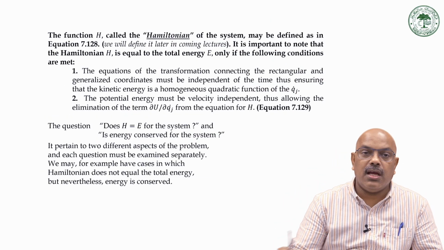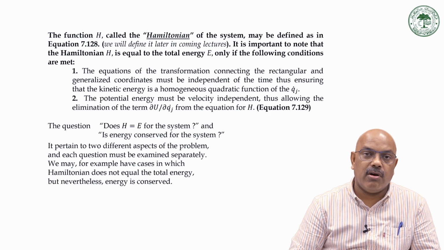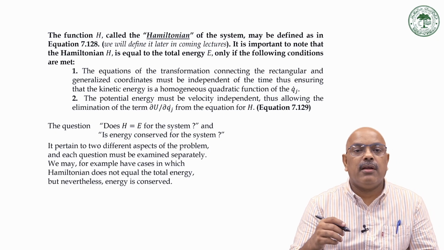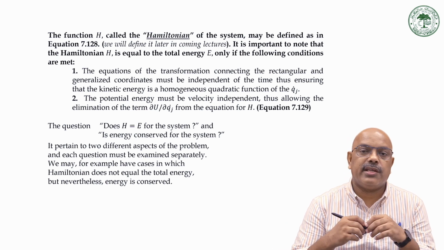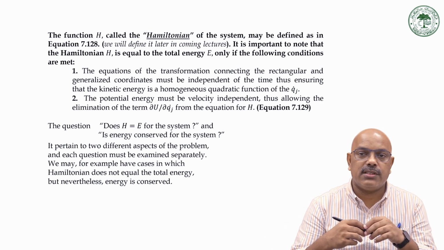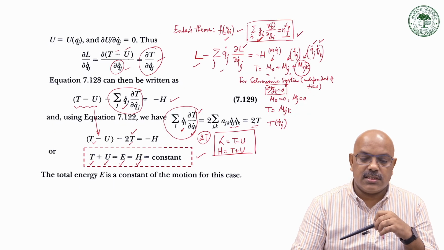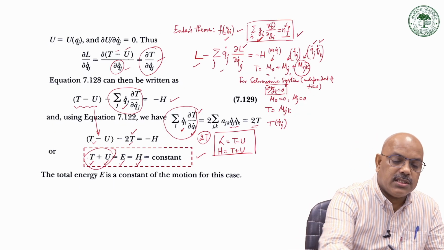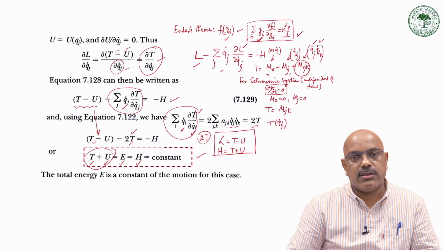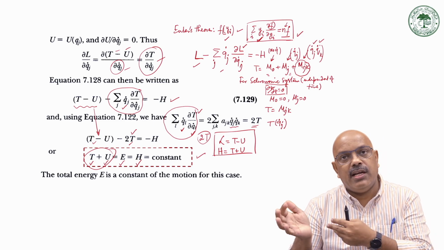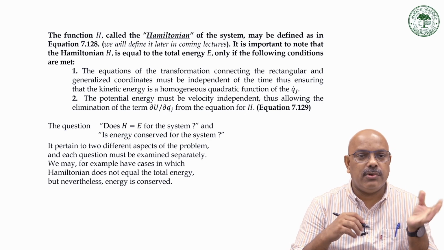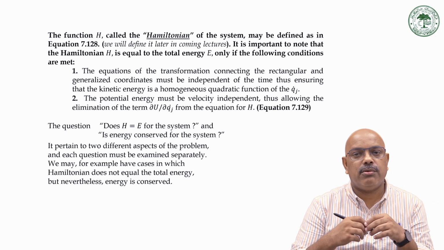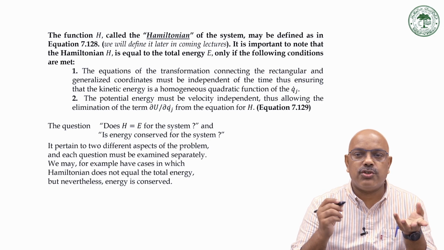This function H we'll call the Hamiltonian. We will define it in the coming lectures, in the next lecture. This is the Hamiltonian of the system, and it may be defined as H is T plus U, kinetic energy plus the potential energy, as the Lagrangian is defined as the kinetic energy minus the potential energy. Okay, so it is important to note that when you demand that the Hamiltonian is equal to the total energy, there are two conditions that have to be followed.